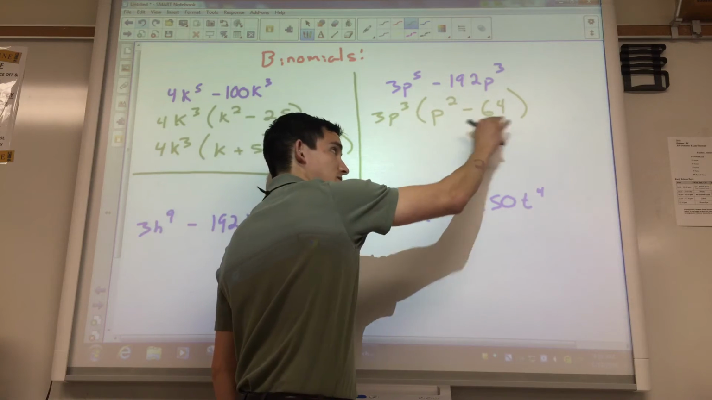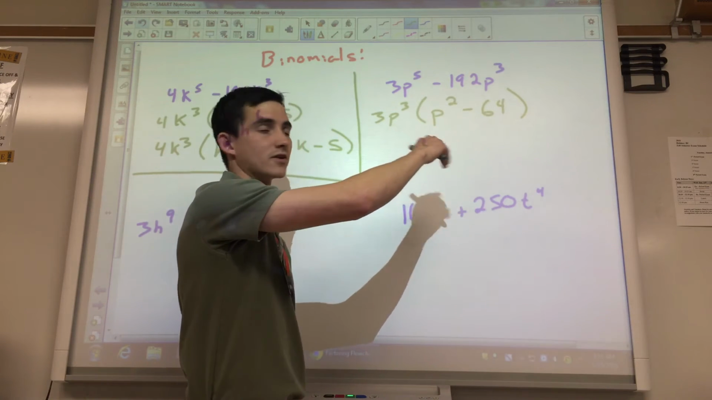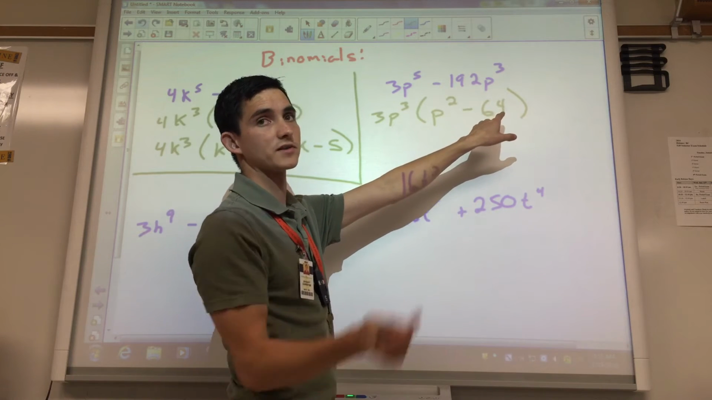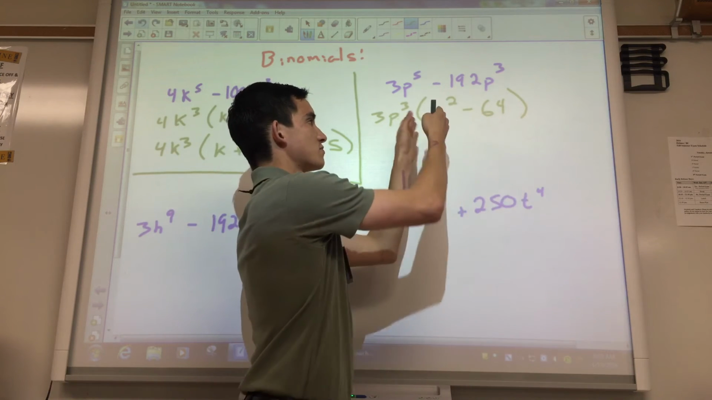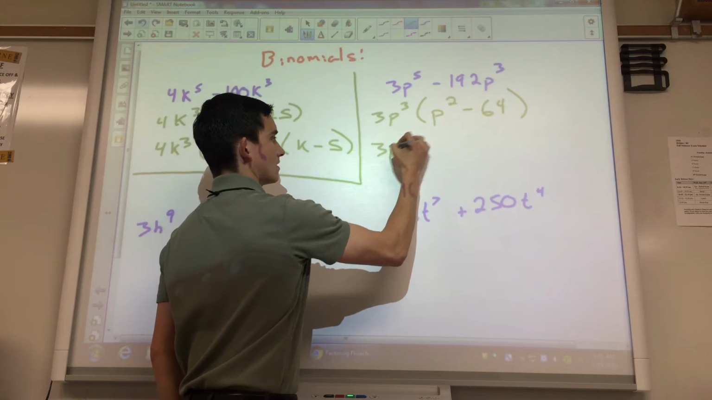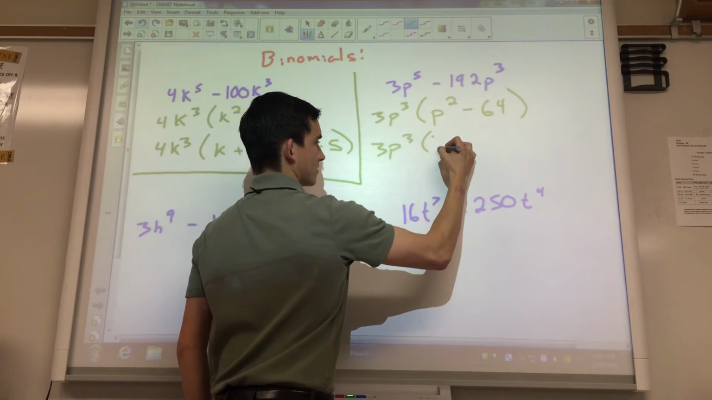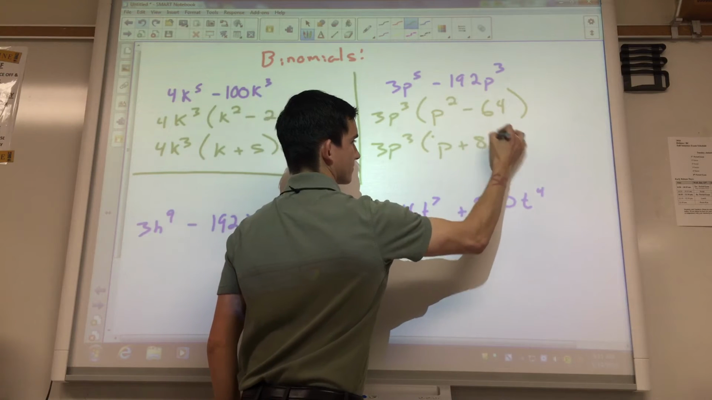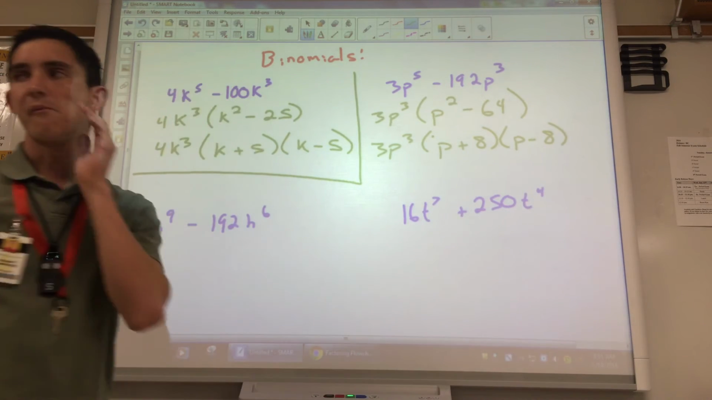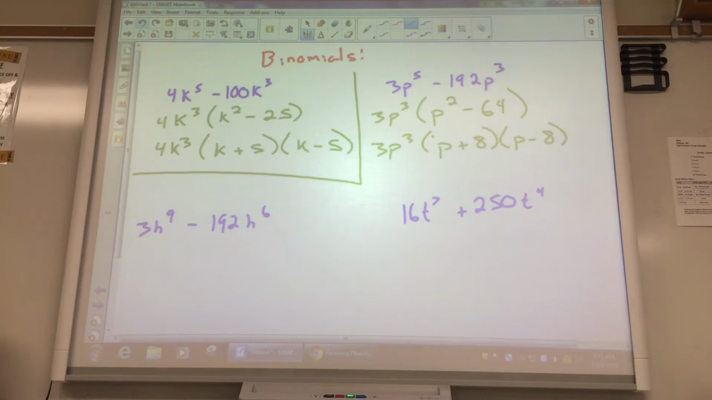Hopefully, when you see this, you see difference of cubes again, or squares, difference of squares. So you have p squared, and then 64 is what squared? 8. So it's p and then 8. So then we've got p plus 8, p minus 8. Simple as that. Again, with the squared, you're going to have to remember some stuff.